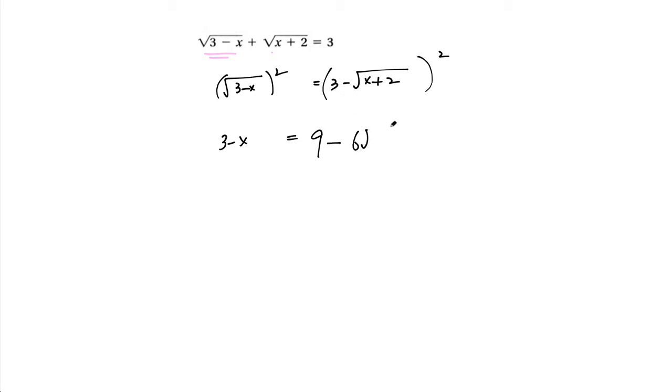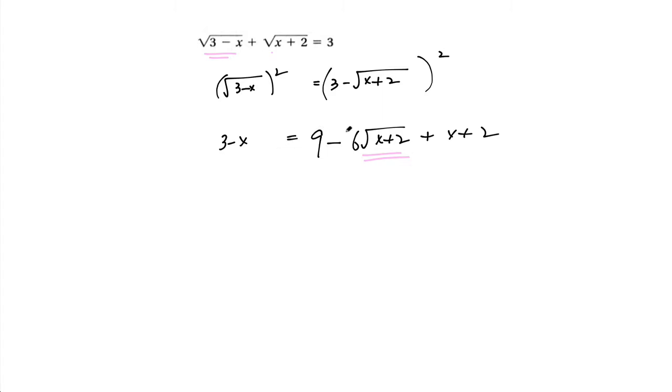Okay, let's isolate this root expression. And you get 3 minus root of x plus 2. And if you square both sides here, this is a binomial square, so we're gonna get another root expression. If you square this, double the product, so it's 6 root of x plus 2, and then square that, you get x plus 2. So you still have one more, but we can isolate this.